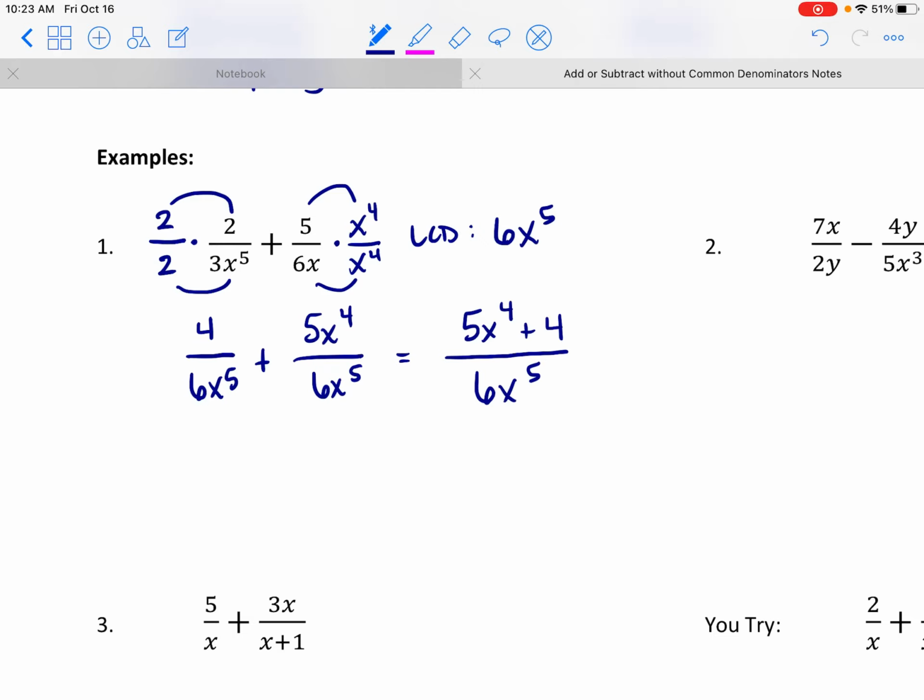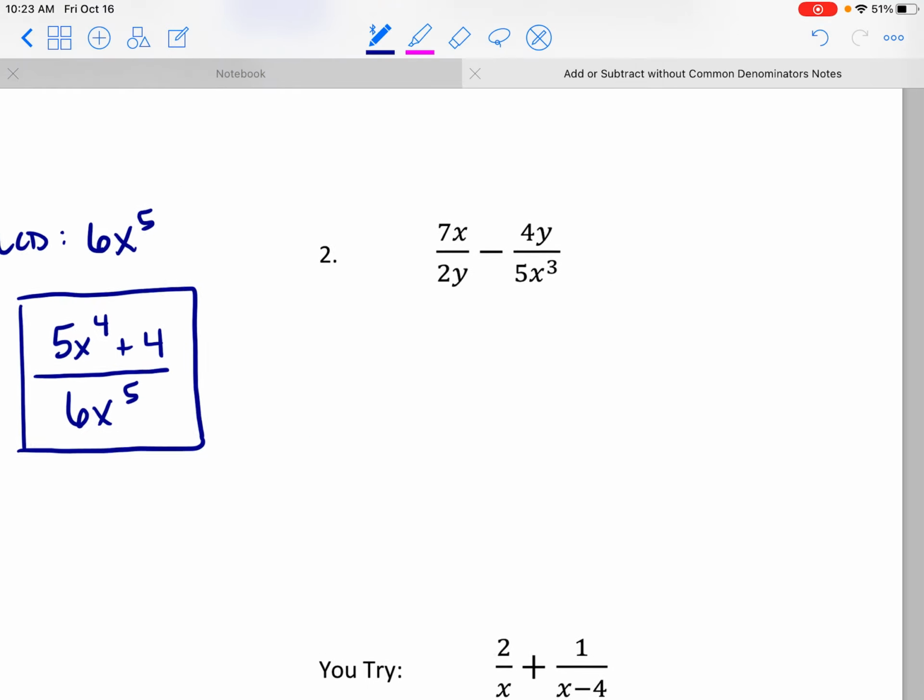Well, the 3 terms don't have anything in common. Nothing goes into 5, 6, and 4 other than 1. All of the terms don't have any x's, and there's nothing I can do to factor, which means this is it. This is my answer. Okay, nothing else we can do with that.